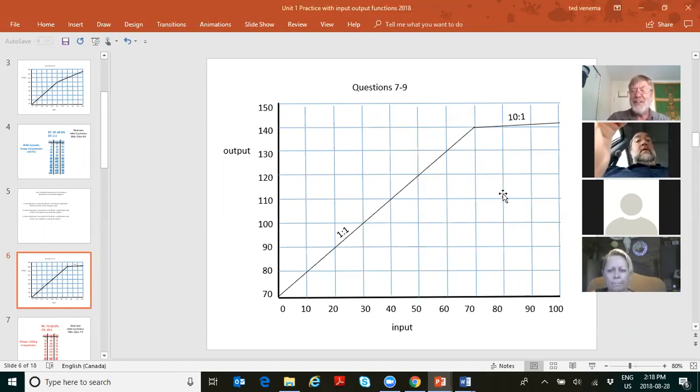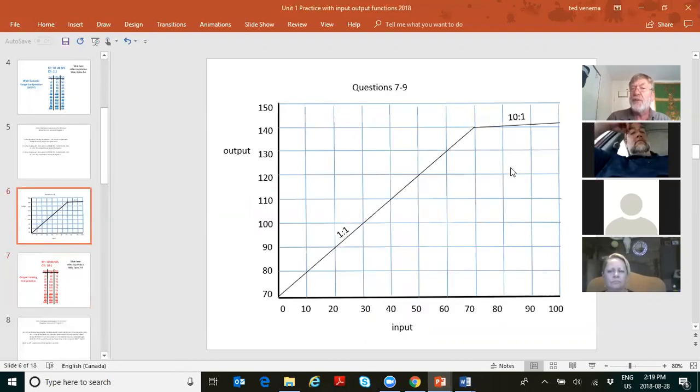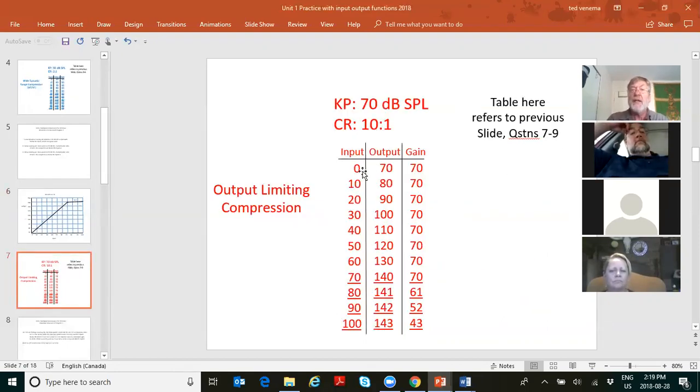Okay, so let's look at our table here. For a 90 dB input, my output's only 142. And for a 100 dB SPL input, my output's 143. Now the table that goes with this graph: 0 input, output of 70, my gain is 70. 10 in, output of 80, my gain is 70. 20 in, output of 90, my gain is 70.